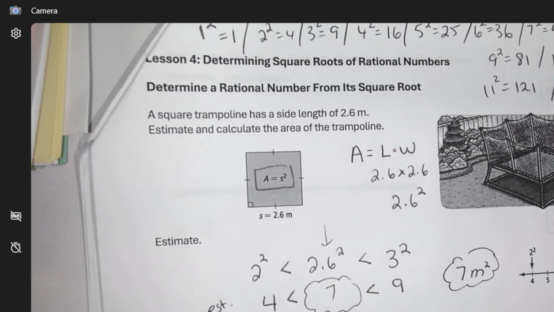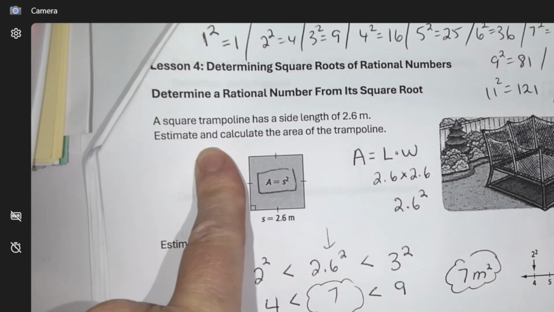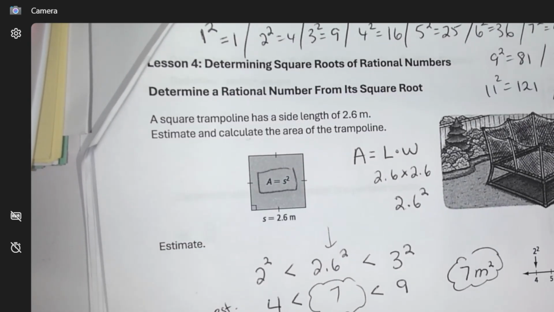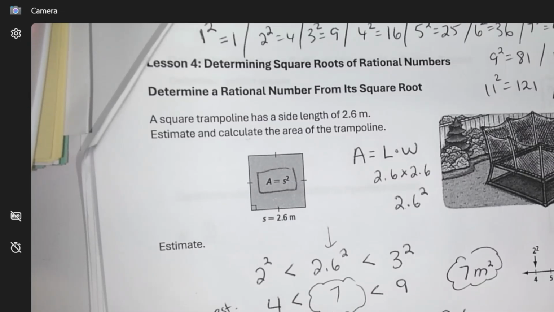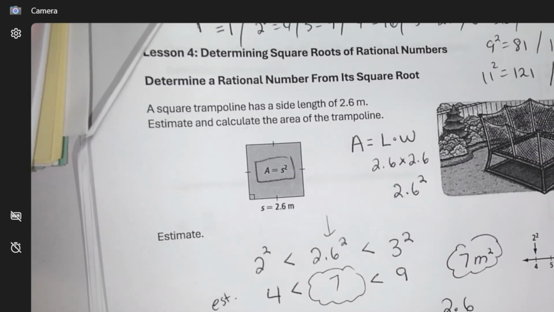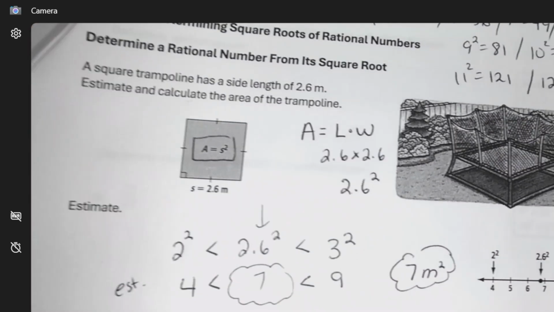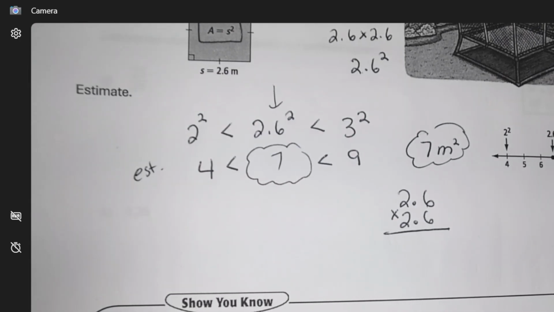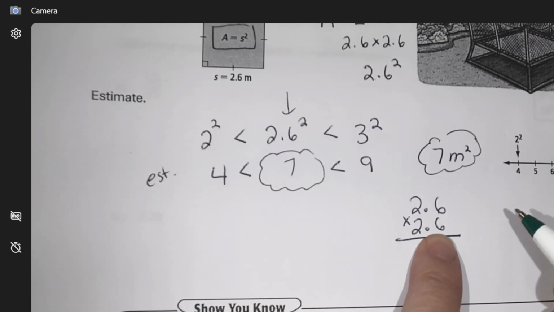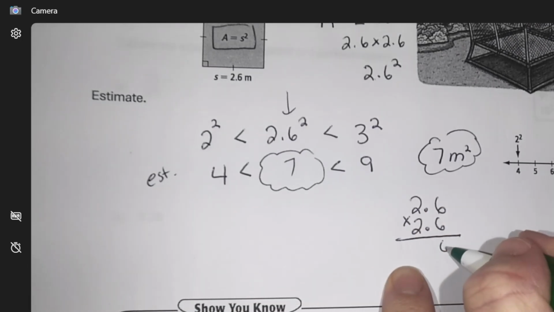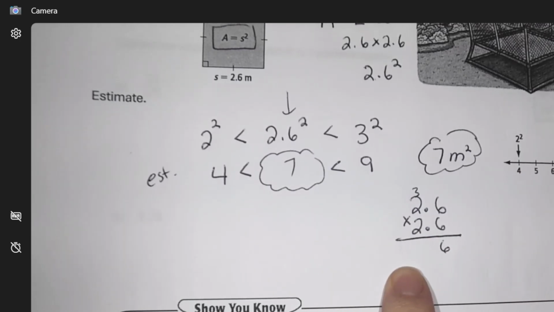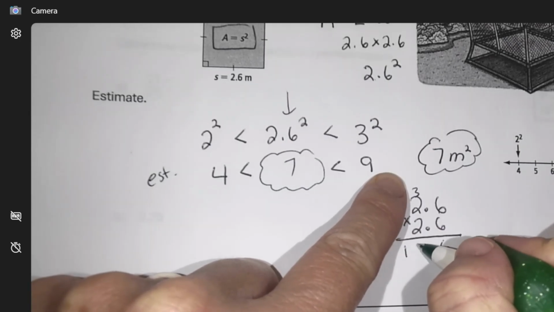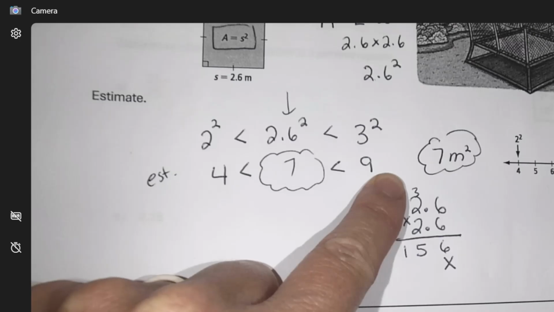Okay, now after the estimate it says now calculate. So we have to do 2.6 times 2.6, see how close we are, see if we're a good guess. Okay, here we go. 6 times 6, 36. Carry the 3. Next, 2 times 6, 12, 3 more, 15.